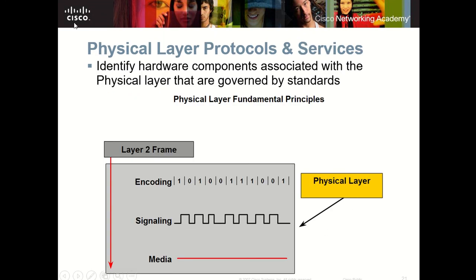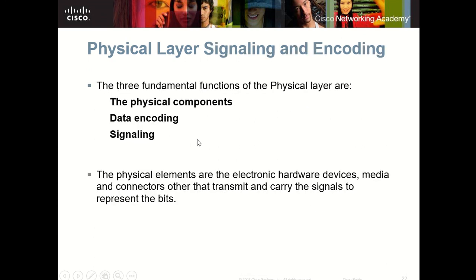Alright? So this is the fundamental principle of our layer 2 frame, it passes through this. After it is encoded in the physical layer, it is converted into signals, and with that it is ready to travel on the wire or your cable. Alright? So again, these are the fundamental functions of the physical layer. It facilitates the physical components of your network, and then encoding and signaling. That's all its functions.